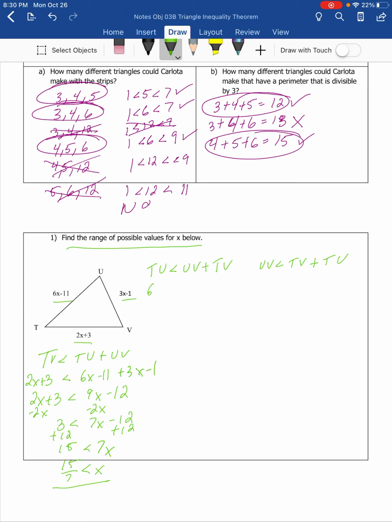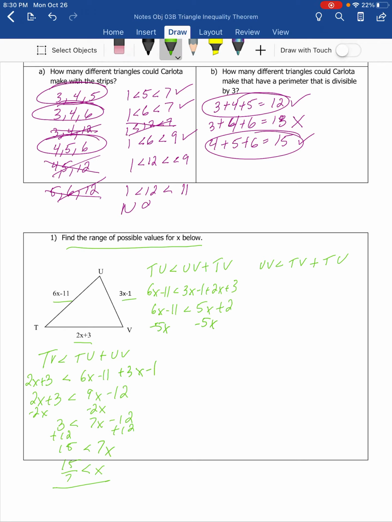So then I do from T to U. So I also know 6x minus 11 is less than 3x minus 1 plus 2x plus 3. So 6x minus 11 has to be less than 5x plus 2. Subtract 5x. Okay.